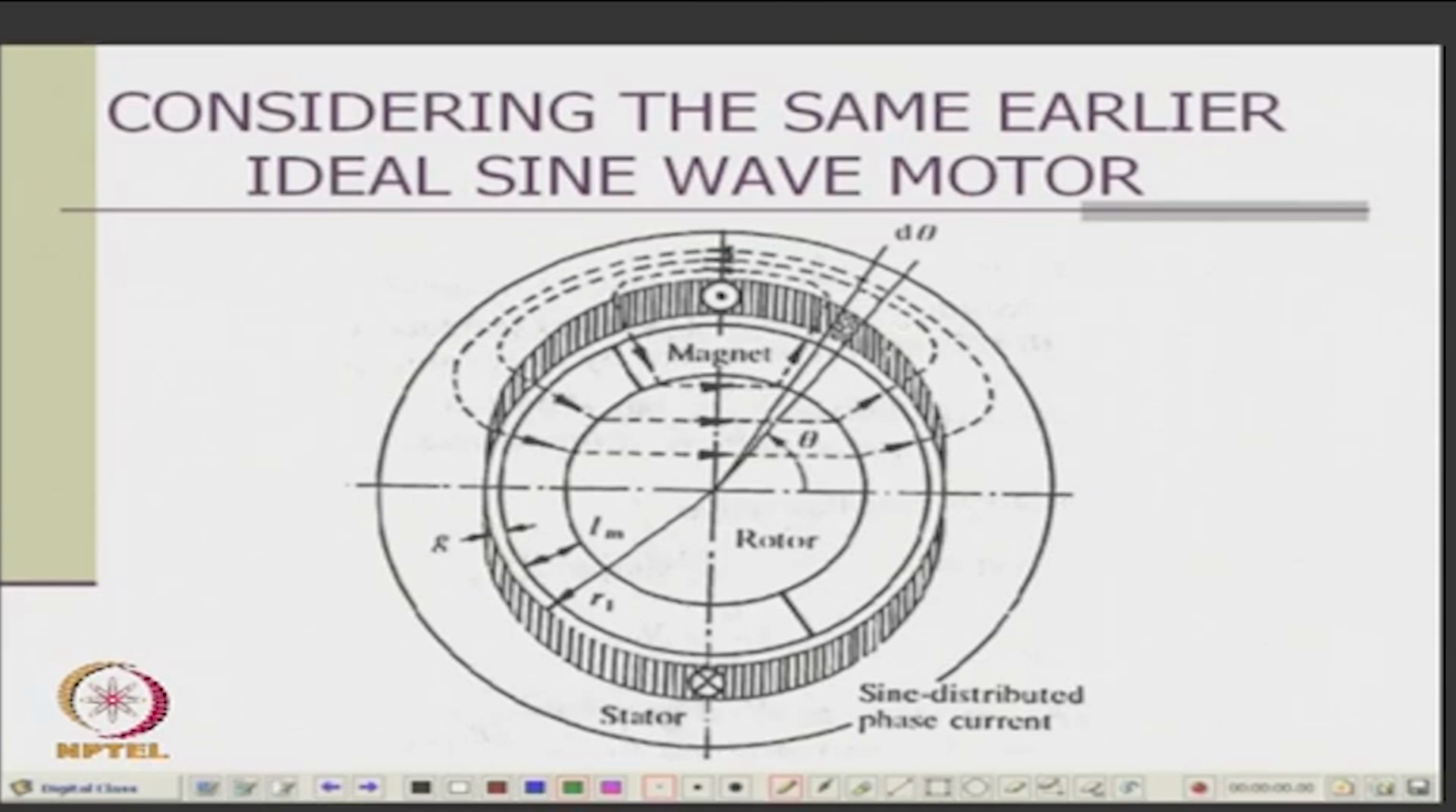Ideally, what we considered was a sine wave distribution of the conductors, which will give rise to these fluxes. Conductors are distributed in a sine wave. So, if you have pasted a current sheet on the surface of the stator whose current density will be purely sinusoidal, that will only give you a pure MMF which is sinusoidal. But in practical cases it could even be stepped waves, which will have their own fundamental and harmonics. So, it is called a sine distributed phase current.